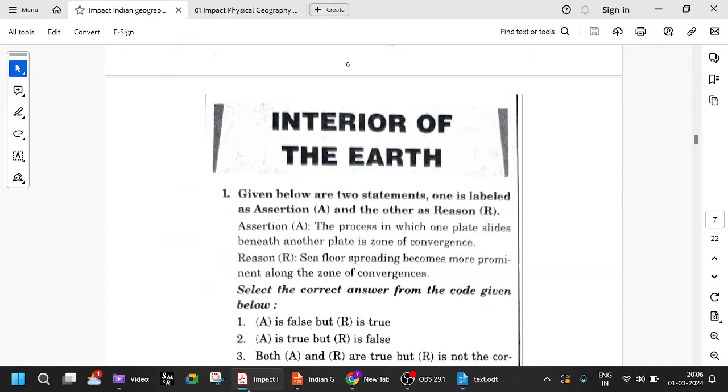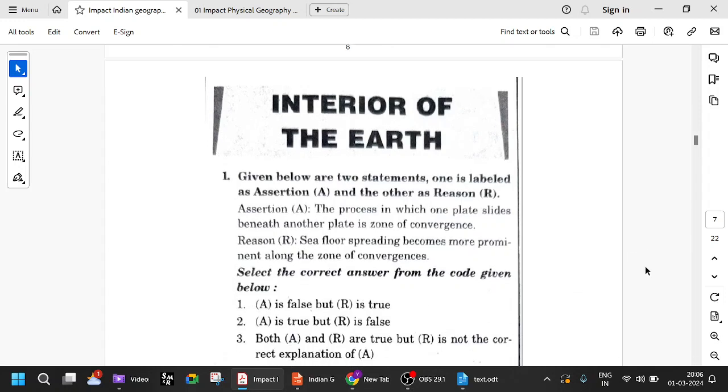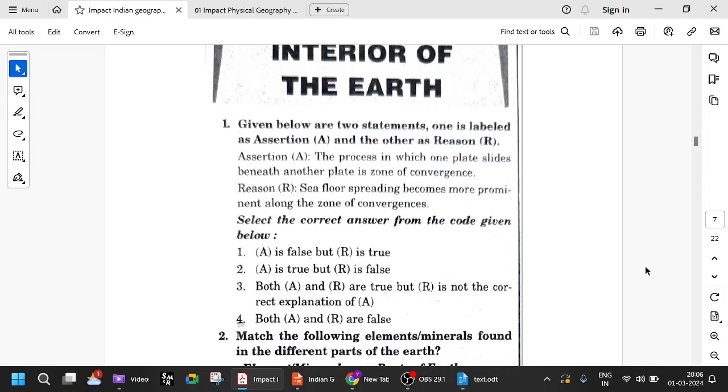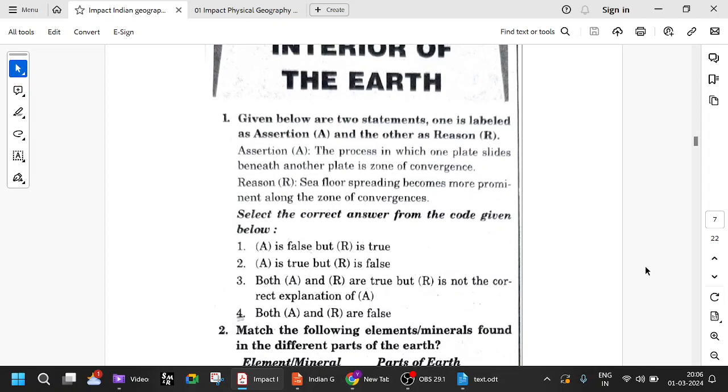Let us look at the interior of the earth. So given below are two statements, one is assertion and the other is reason. So what is the assertion? The process in which one plate slides beneath another plate is called zone of convergence. And the seafloor spreading becomes more prominent along the zone of convergence.